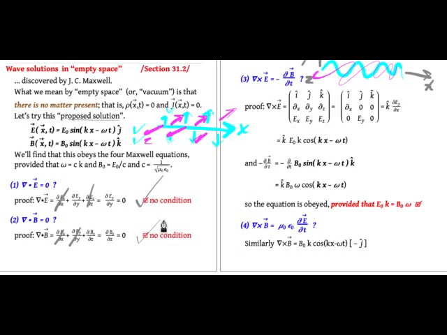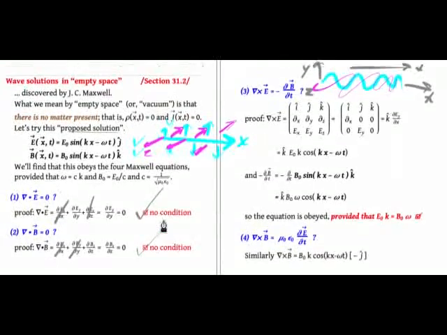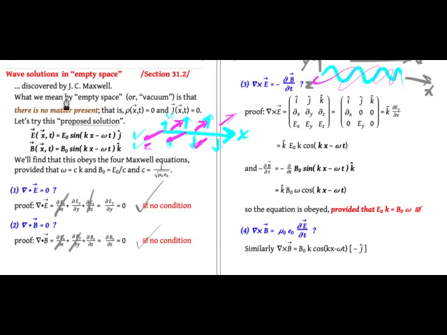And there's no real condition. It's just the fact that the direction of oscillation is perpendicular to the direction of propagation. So these are satisfied because the wave is transverse. It's propagating in the x direction, but the oscillations are in the y and z directions. They're in one direction for the electric field and in a perpendicular direction for the magnetic field. So these electromagnetic waves, whatever they are, they're transverse.